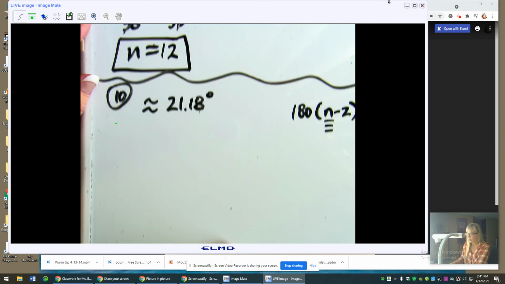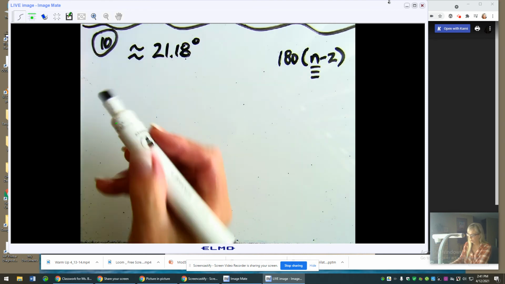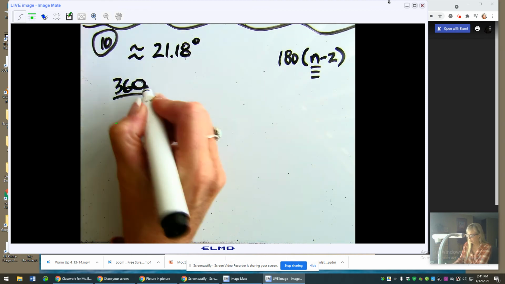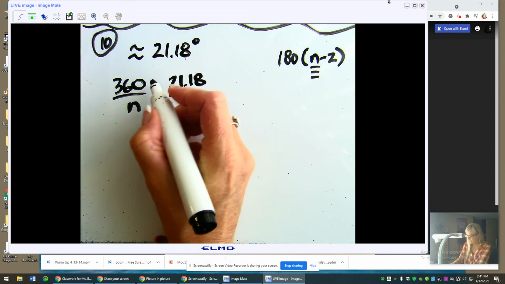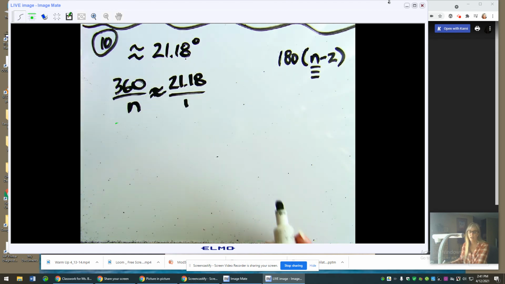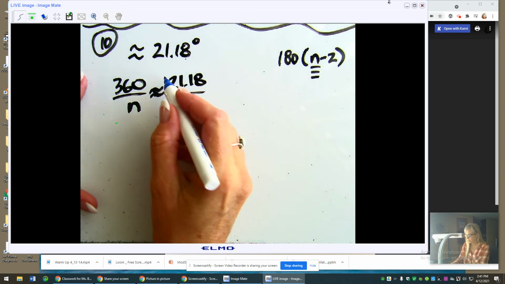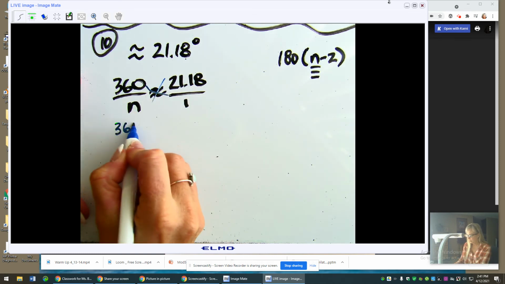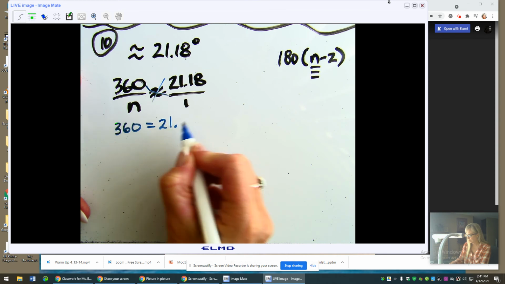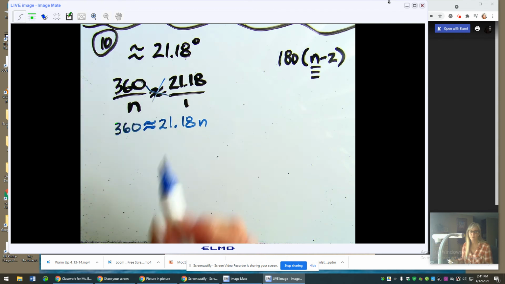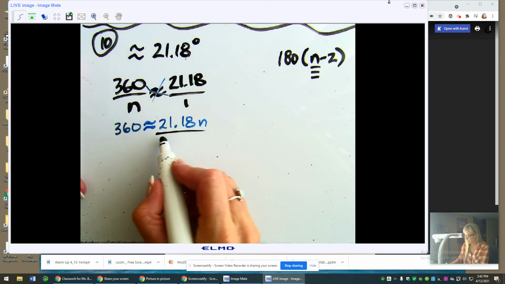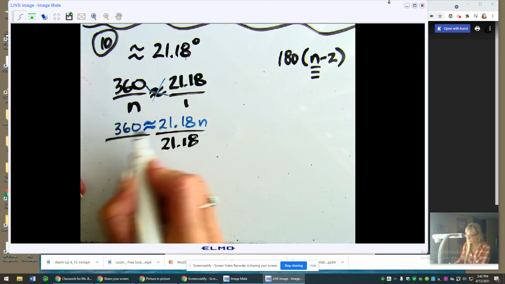Let's do it. So we have 360 over n equals 21.18 over 1. It doesn't really equal it, it's about that. It's not exactly that. Somewhere along the way they rounded. Cross multiply, and now my son is going to drum. That's perfect. And I messed up there again because it's not exactly, it's about. And then we'll divide out the 21.18.